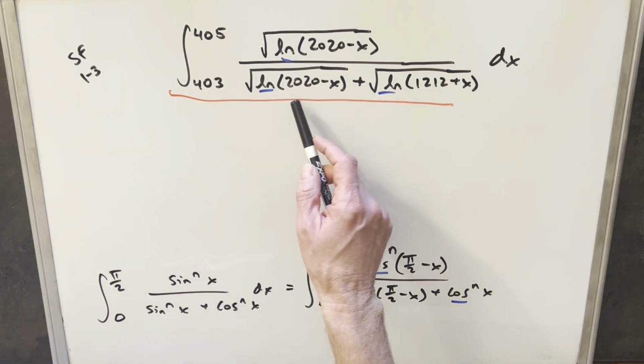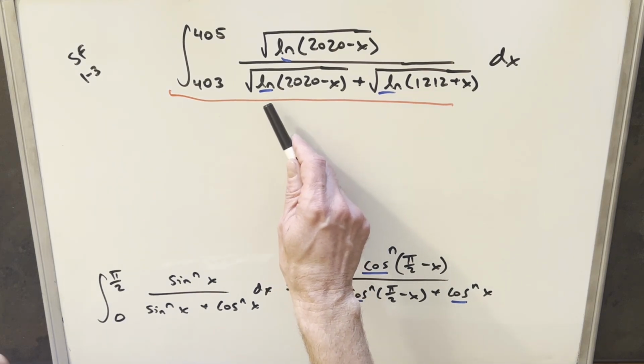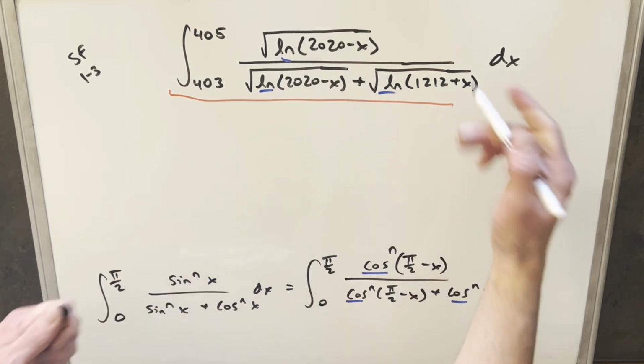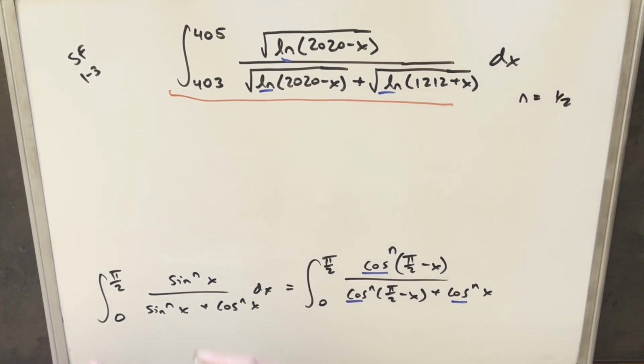And now in our integral, everything's written as a square root. But that's just a 1/2 power. So still we have all the same function, just like we have here, it's just our n value is 1/2. So we still have all the same exponent.